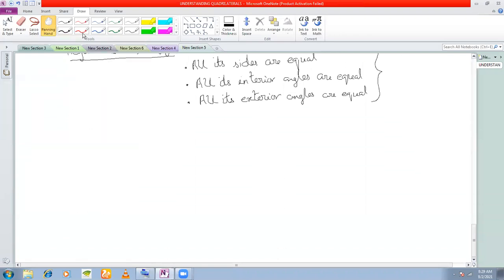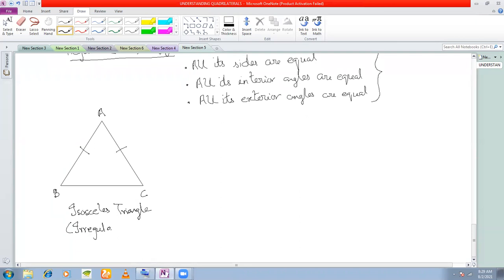So now my question with some examples. Let's say an isosceles triangle with these two sides equal. Is it a regular polygon? No, sir, it is not regular because all the sides are not equal. Irregular polygon.